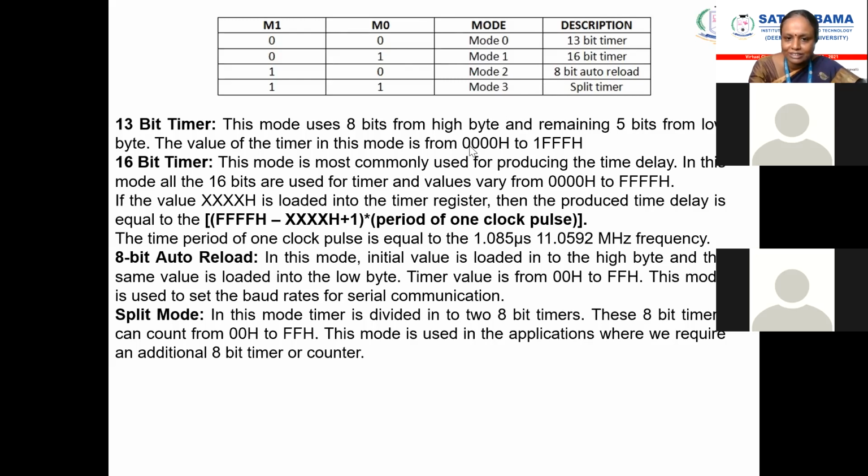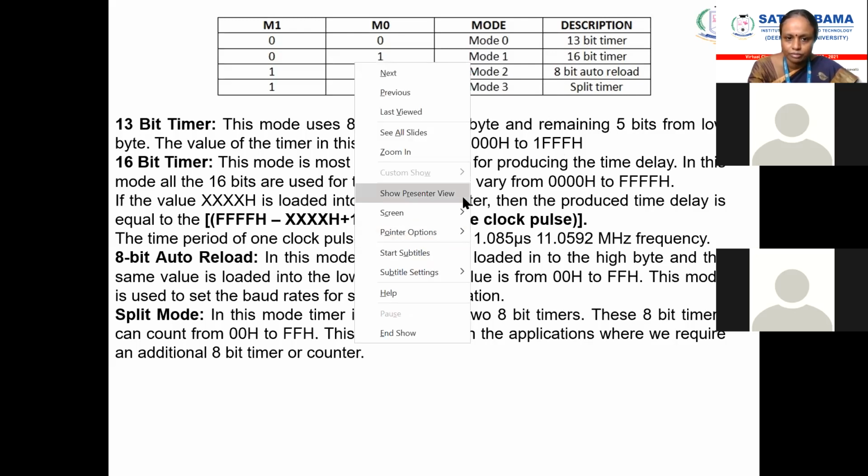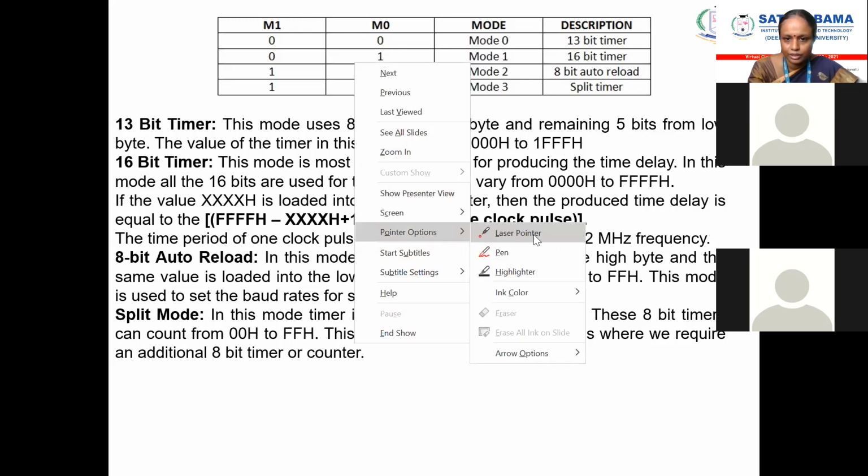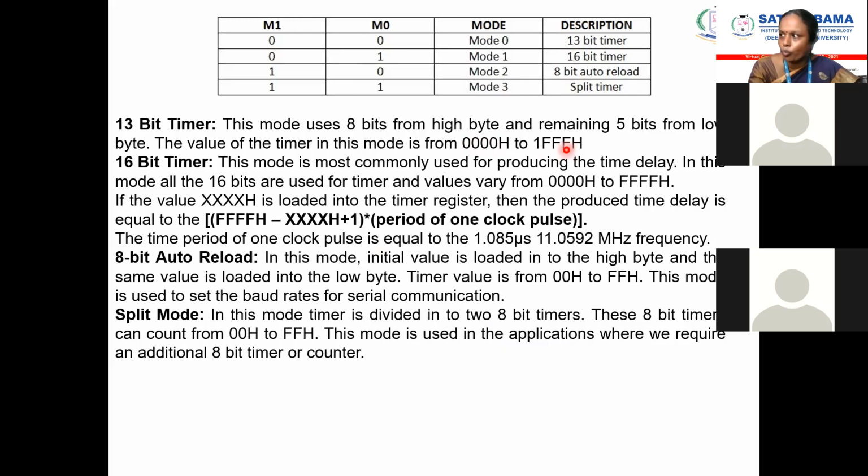In the 13-bit timer you have seen the range 0, 0 to 1FF. That means only a 13-bit timer is used. So mode 1 is 16-bit. 16-bit means we all know the minimum value is 0000 and the maximum value is FFFF. That is the 16-bit timer.